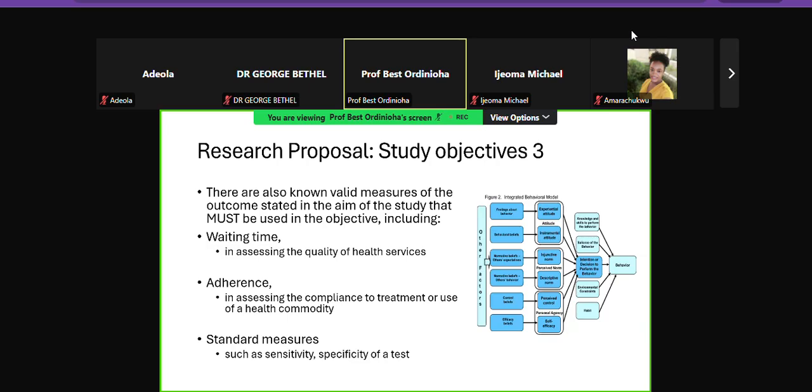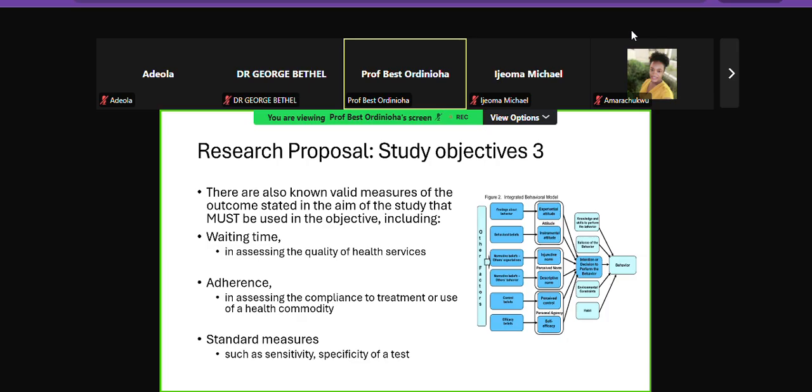It is commonly used to assess quality of service. And then adherence. There are certain valid measures used for certain things. And control programs, there are certain important indices. If you are carrying out a study on, say, HIV, you must be interested in viral load suppression. Viral load suppression, no longer significant count, as a measure of the quality.